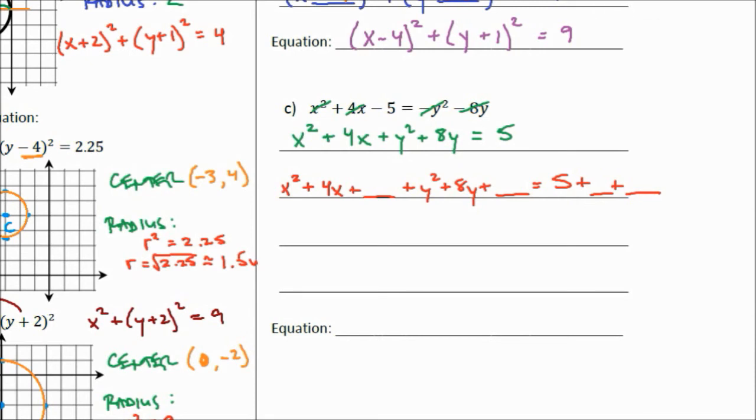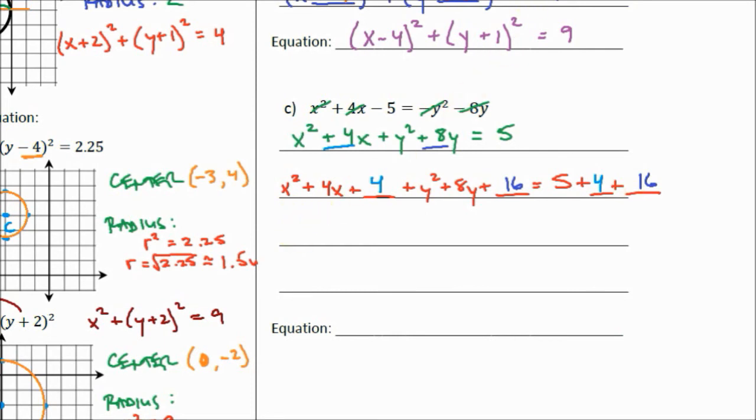Now I'm going to do these in my head because I don't feel like writing them, and as long as you're listening to the audio, you should be fine with this. Our b value of the x terms is 4. 4 divided by 2 is 2. 2 squared is 4. So this number is going to be 4. The b value of the y's is 8. 8 divided by 2 is 4. 4 squared is 16. So there is our b over 2 squared.